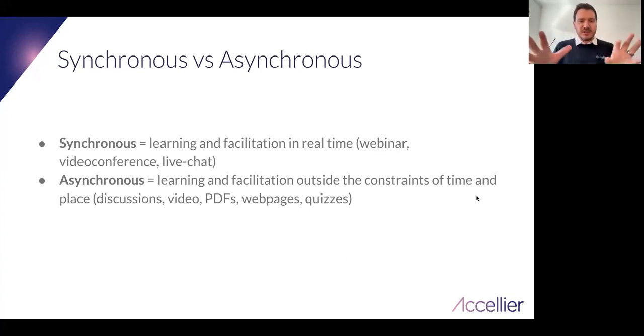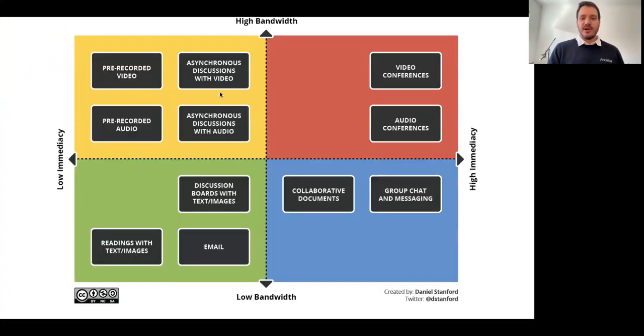We can actually make this picture a little bit more multi-dimensional. So this is something that was put together by Daniel Stanford, and he kind of designed this way of looking at the difference between synchronous and asynchronous and the continuum of those things. And also the up and down axis is high bandwidth and low bandwidth. So by high bandwidth, we mean things that, you need a good solid internet connection to do.